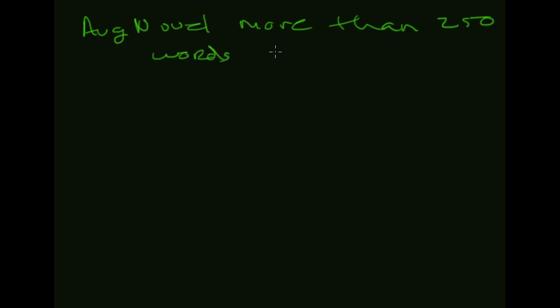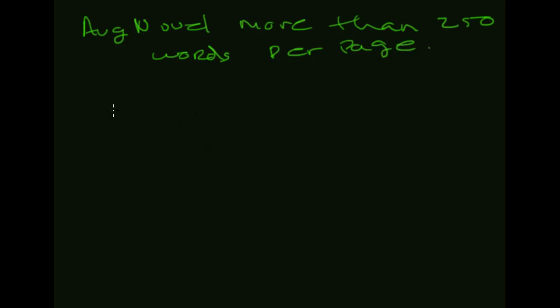So we're going to start with a claim here. We're going to make a claim that an average novel has more than 250 words per page.